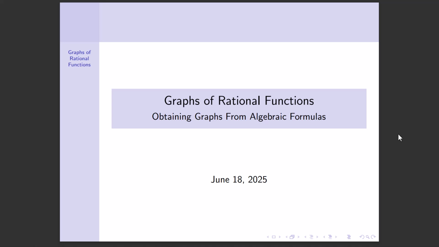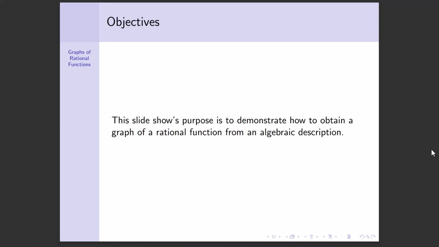Hello and welcome to a brief demonstration on graphing rational functions from their algebraic formulas. The objective of this slideshow is to demonstrate how to obtain the graph of a rational function from an algebraic description.